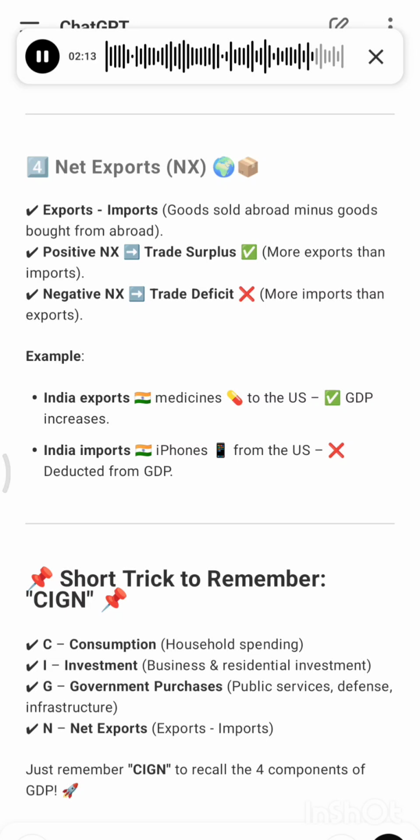Short trick to remember: C, consumption, household spending. I, investment, business and residential investment. G, government purchases, public services, defense, infrastructure. NX, net exports, exports minus imports. Just remember CIGNX to recall the four components of GDP.